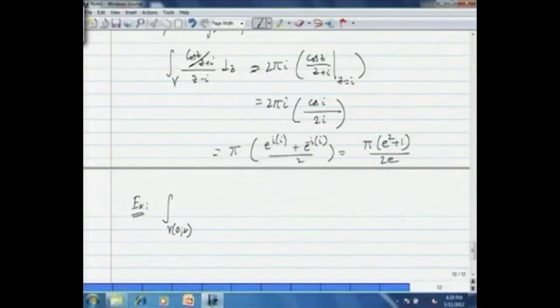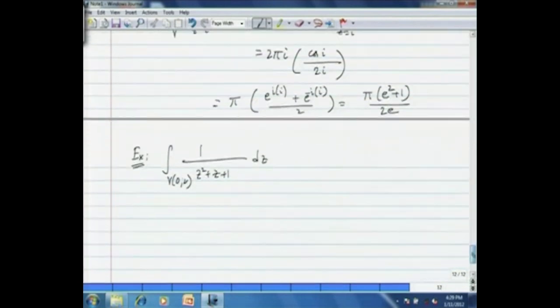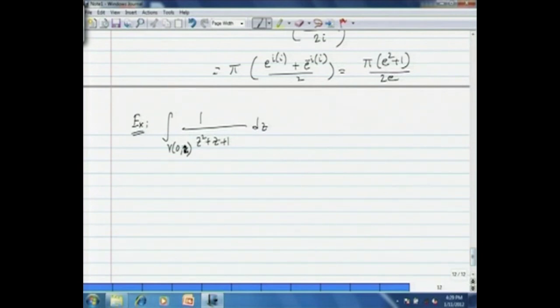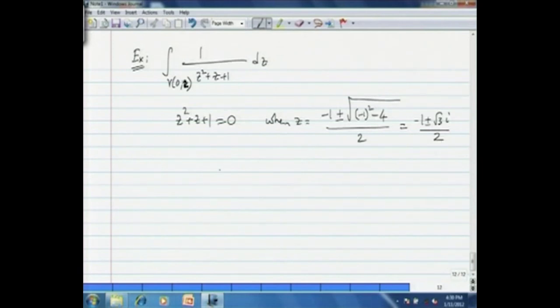Now consider the integral over gamma 0 2 of 1 by z squared plus z plus 1 dz. Evaluate this integral. First let me see where the denominator is 0. z squared plus z plus 1 is equal to 0 when z is minus 1 plus or minus square root of 1 minus 4, divided by 2. So, that gives me minus 1 plus or minus square root 3 i by 2. Both of these are the non-unit cube roots of unity.